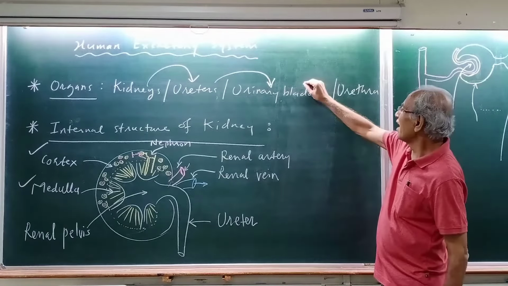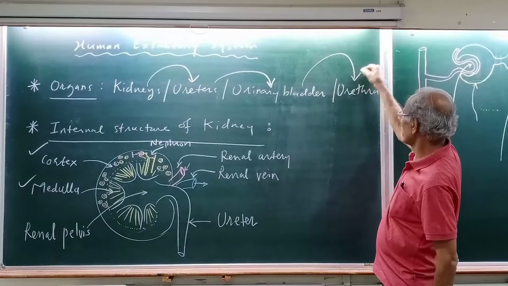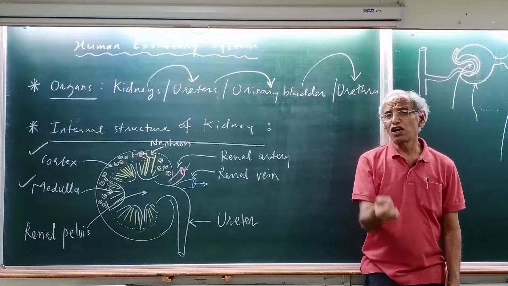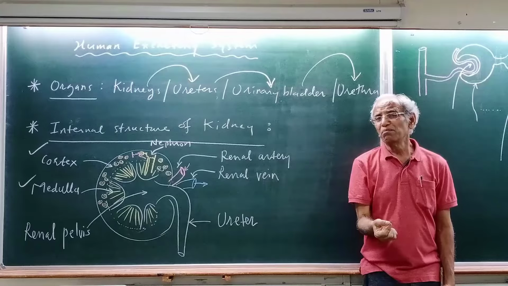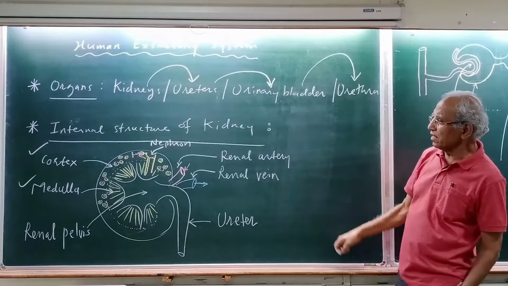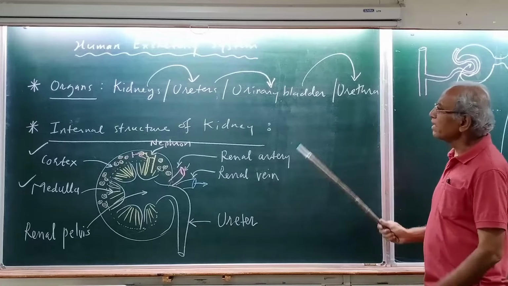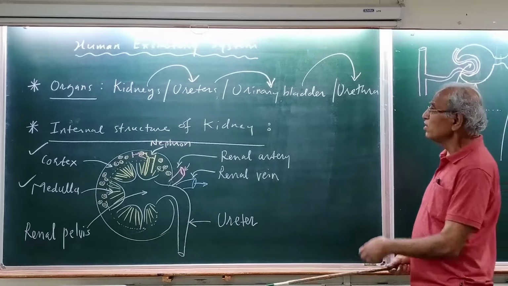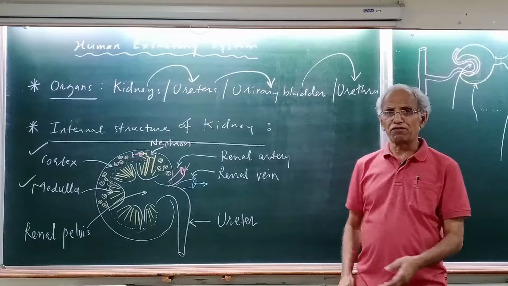So urinary bladder, and from urinary bladder into urethra. Urethra is a longer tube in the case of males because it passes through the penis, and in females urethra is short. I think with this we can go into some more details of the nephron.